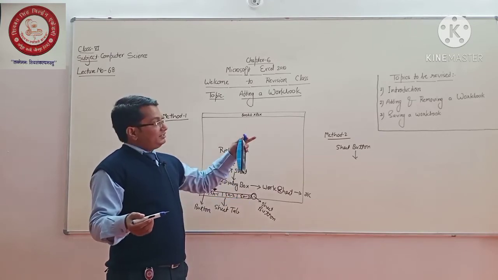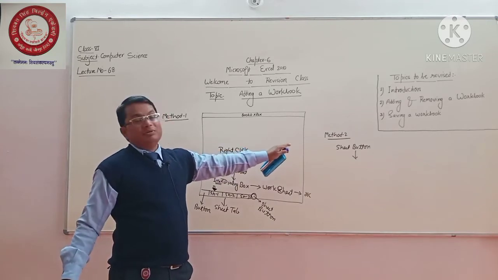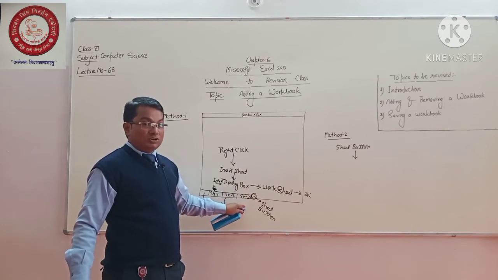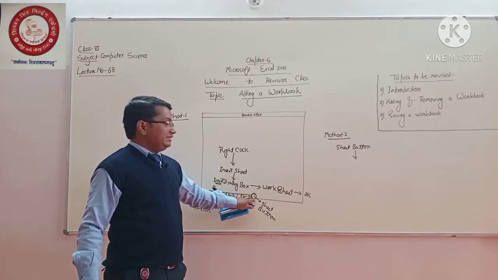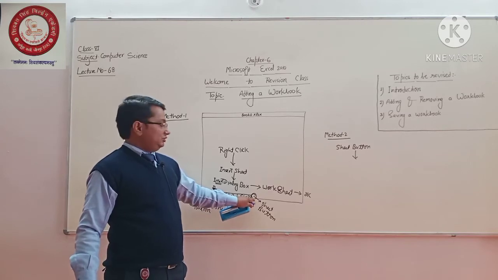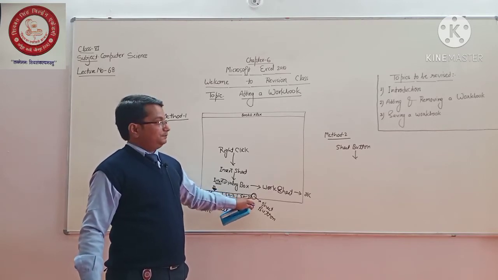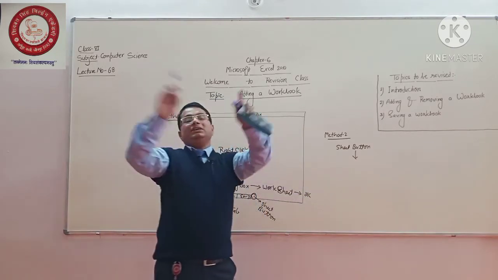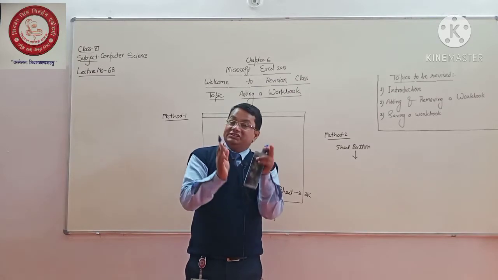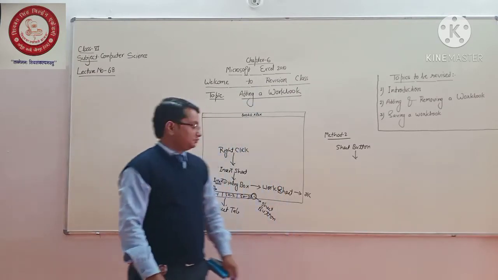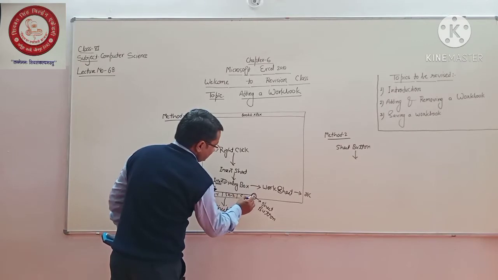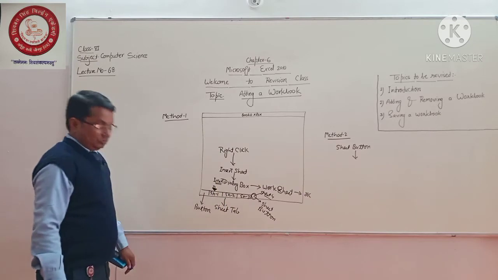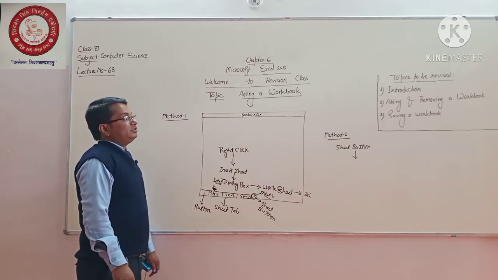So this is method number 2, and please remember this button. This button is located at the bottom side of the workbook, and it is highlighted here, after Sheet number 3. Once the sheet tab is clicked, only one more sheet, Sheet number 4, appears here. Okay, students. So now these are the two methods.